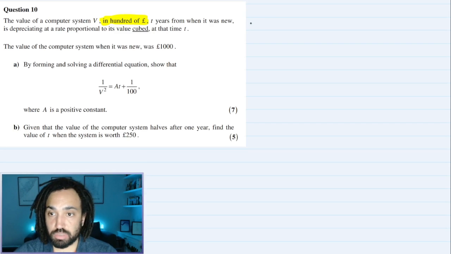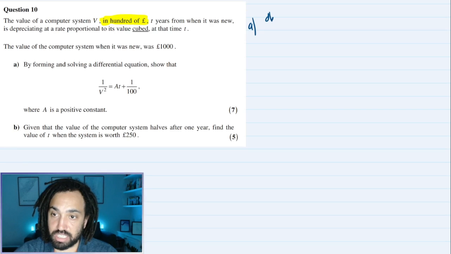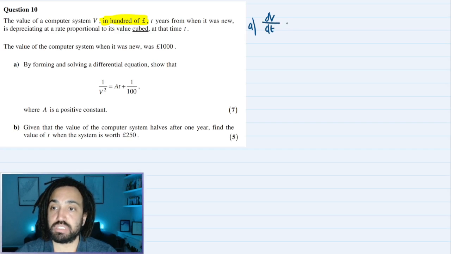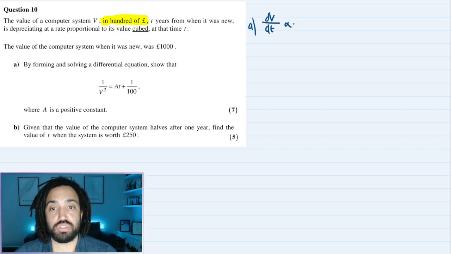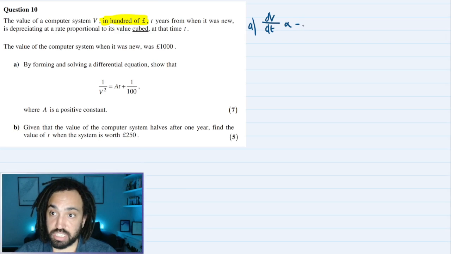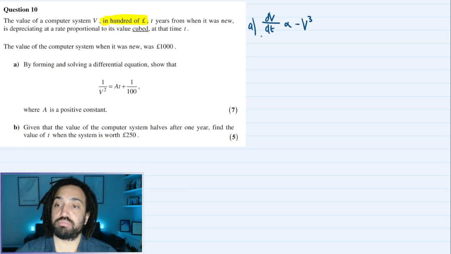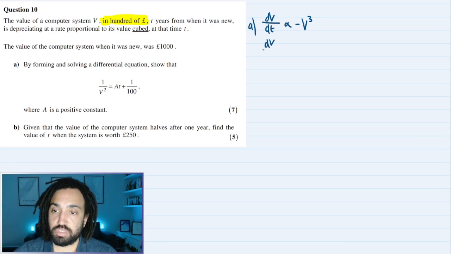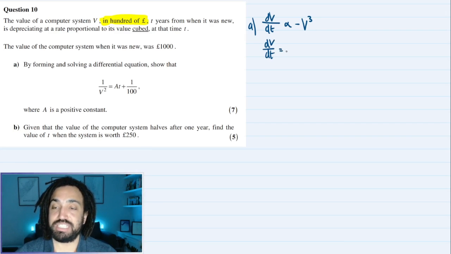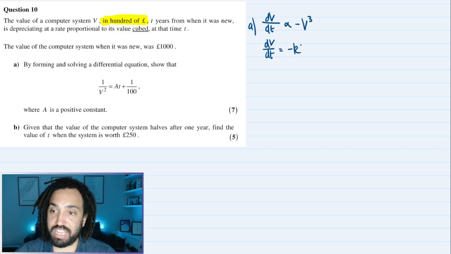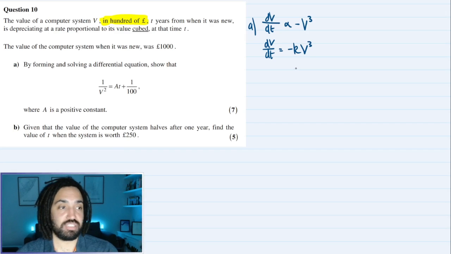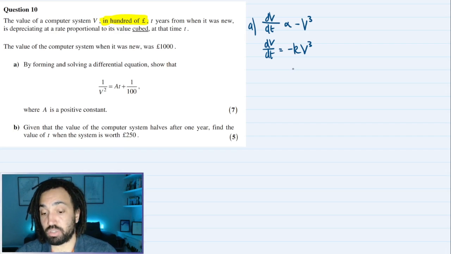Okay, so what does that mean? That means that it's depreciating, so dV by dt, its change in value with respect to time, is proportional to negative, because it's depreciating, its value cubed. So using proportionality rules, that means dV by dt is equal to minus k V cubed, where k is the constant of proportionality.